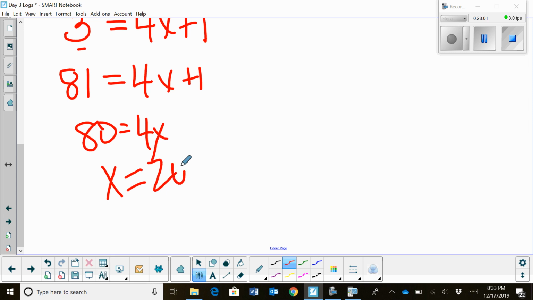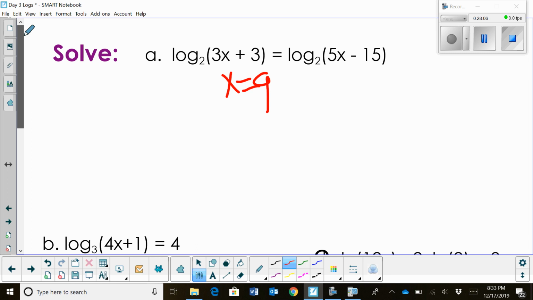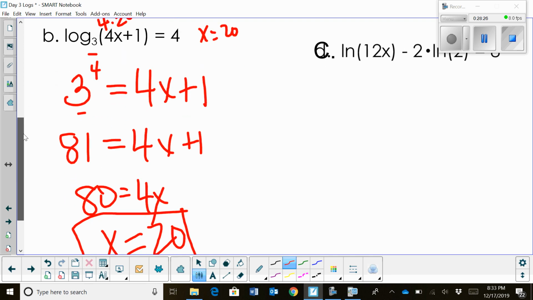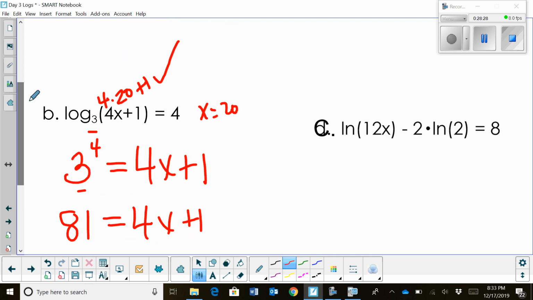Now, as with all good problems, let's check and make sure it gives us a positive log. So if we plug in 20 for x, that's 4 times 20, which is 80, plus 1 is 81. So guess what? That answer is absolutely fine. So indeed, our answer is 20, and that works well. Okay, so now let's try one that has 2 logs and a constant.